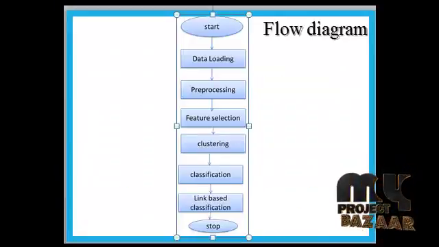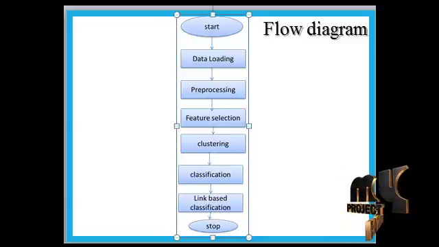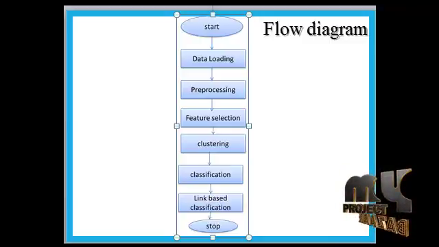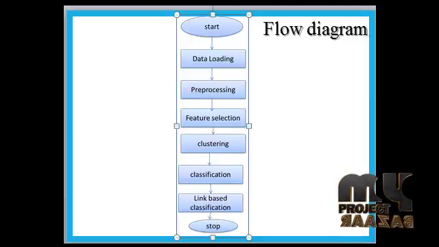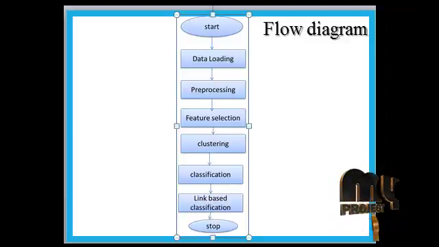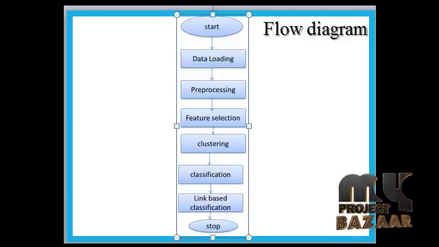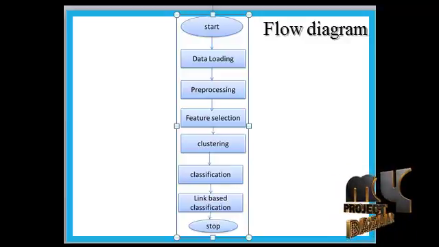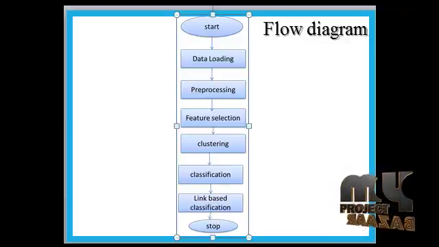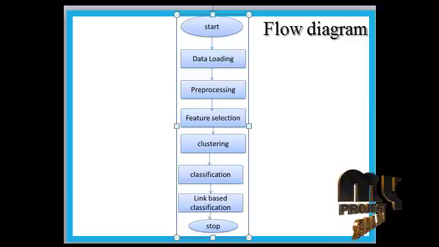Now let me tell about the flow diagram. In the flow diagram, the data loading and pre-processing module is presented. In data loading and pre-processing, the initial data should be created and loaded into the database. In pre-processing, the garbage values should be eliminated. In the feature selection process, the effective features can be retrieved. Next, in the clustering process, the attributes should be clustered. In the classification process, the clusters should be repartitioned.